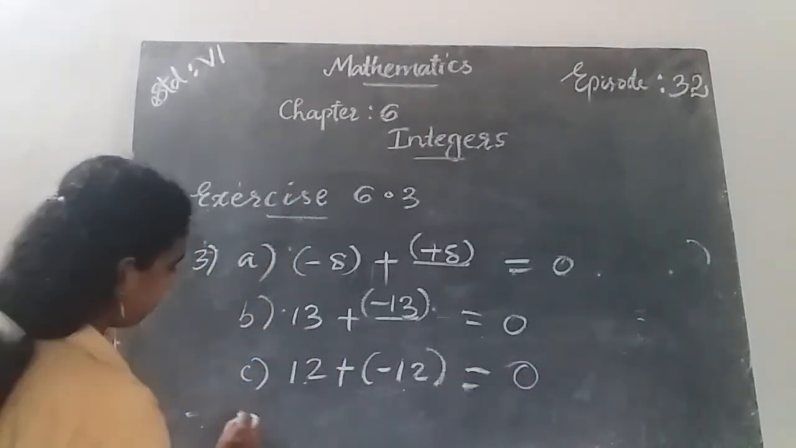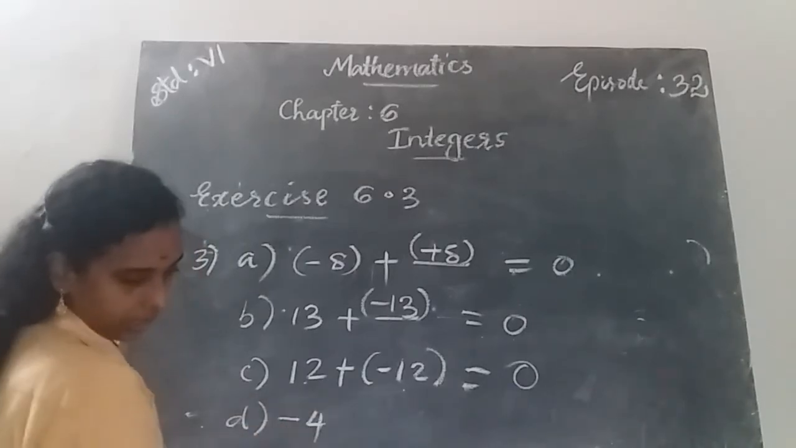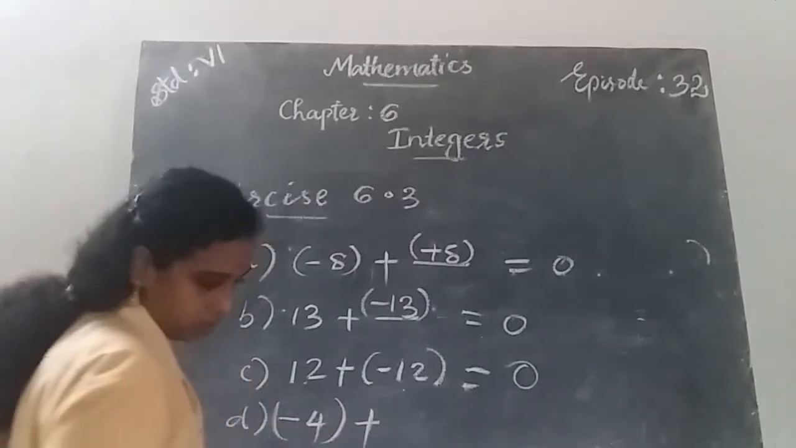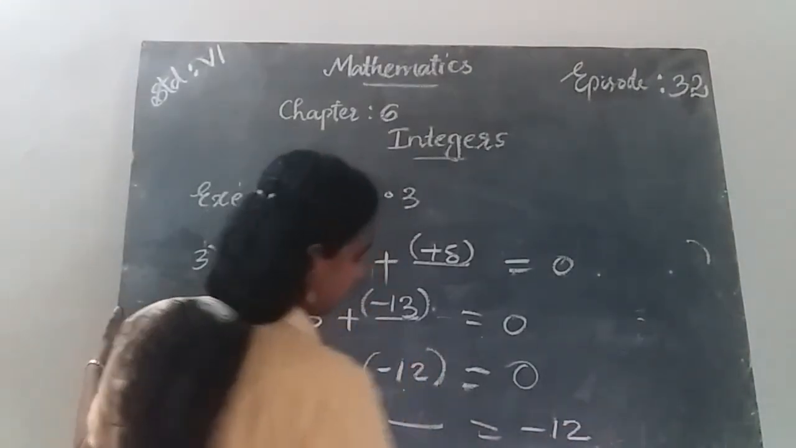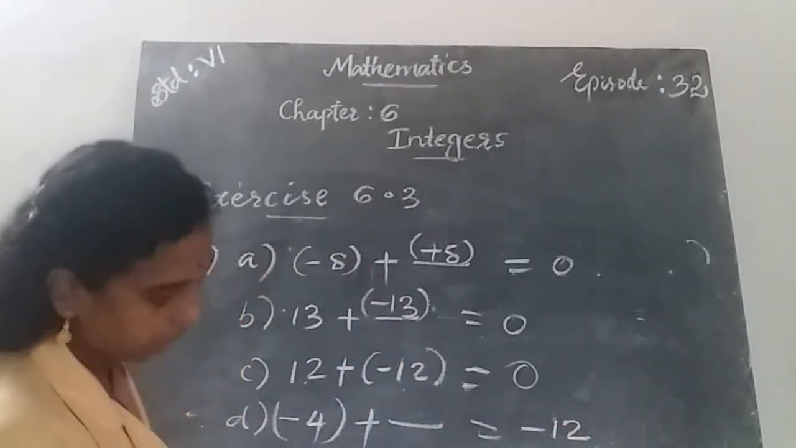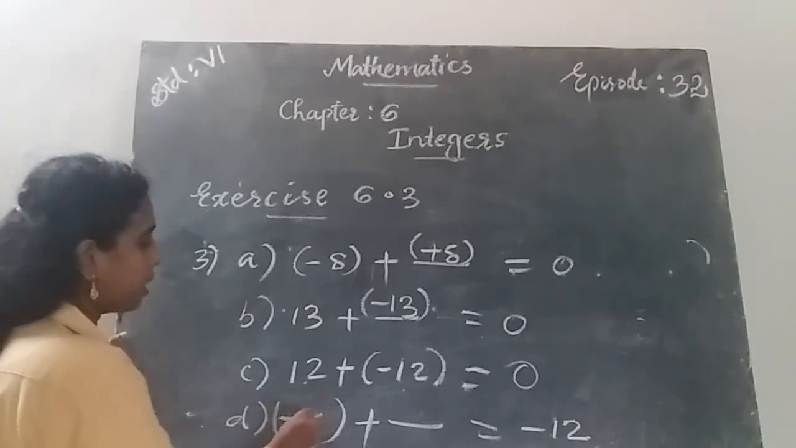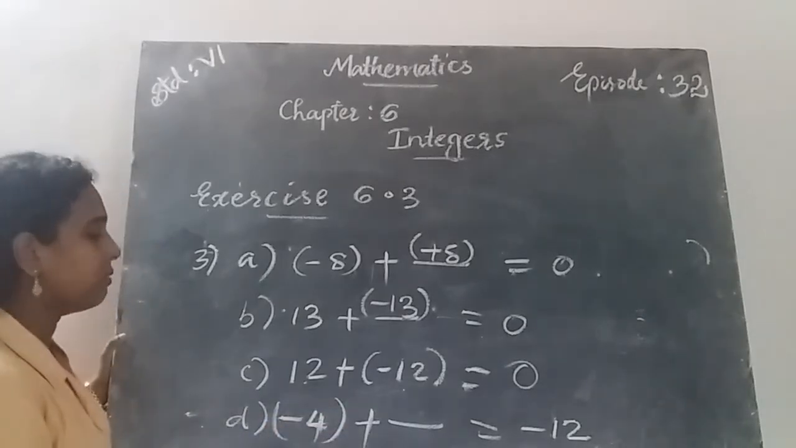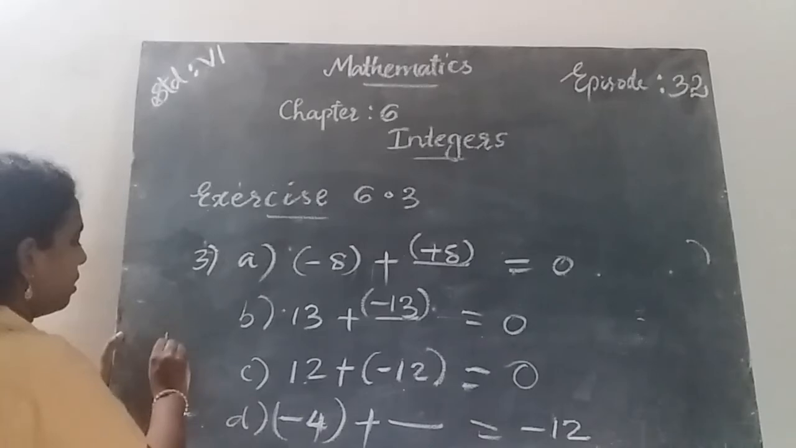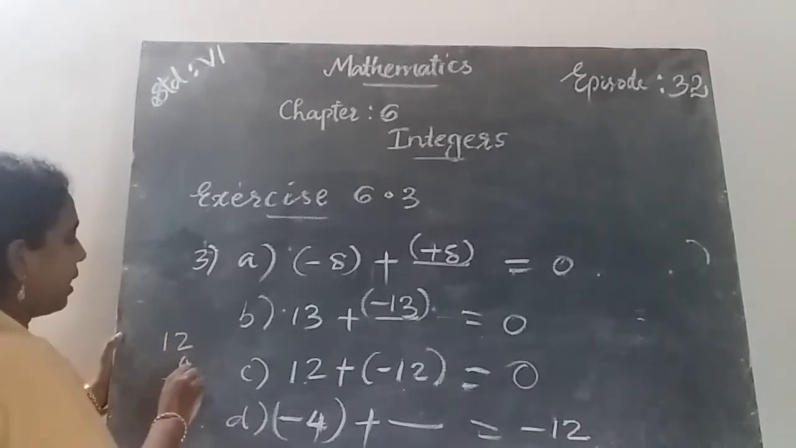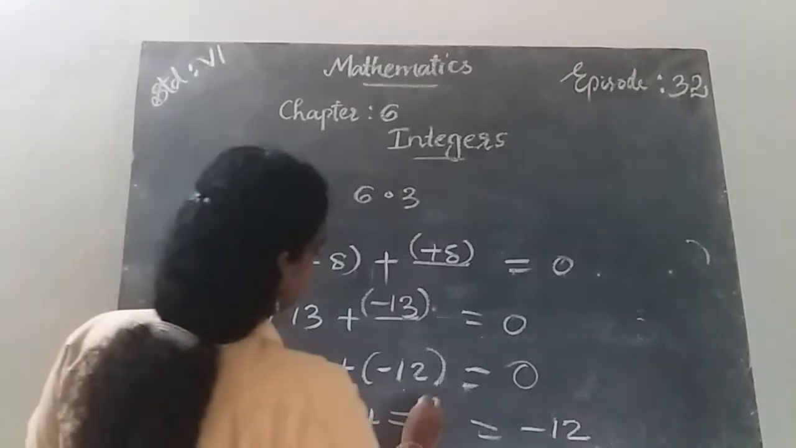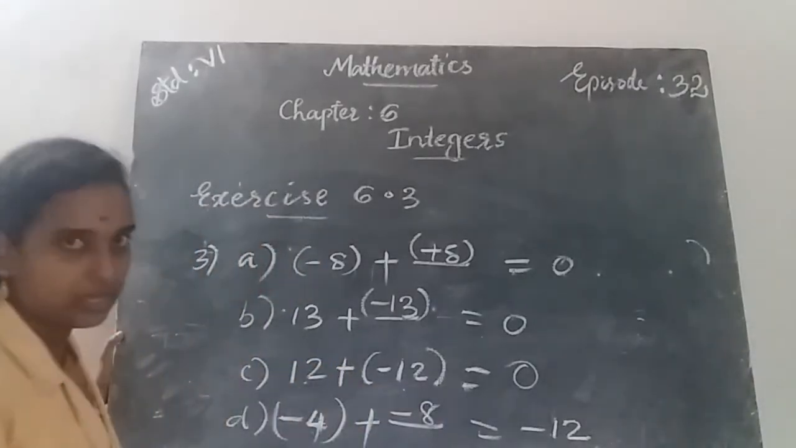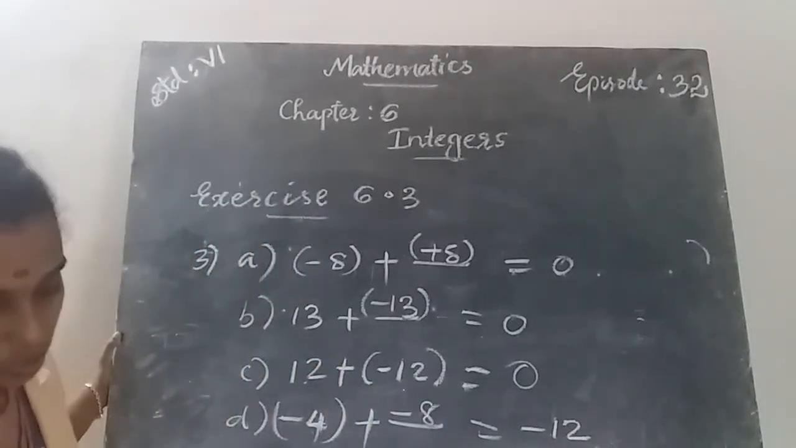Next question. Negative 4 plus dash is equal to negative 12. Okay. So negative 4 plus dash is equal to negative 12. Which means 12 minus 4 we get 8. So the answer is negative 8. Negative 4 plus negative 8 is equal to negative 12.